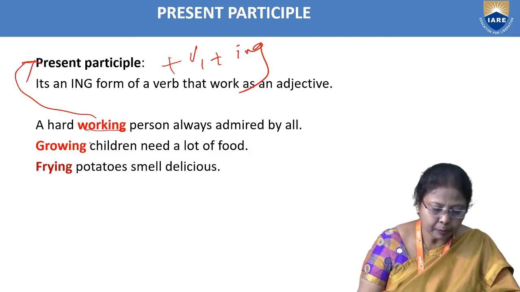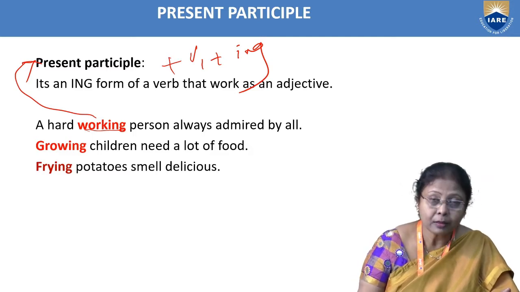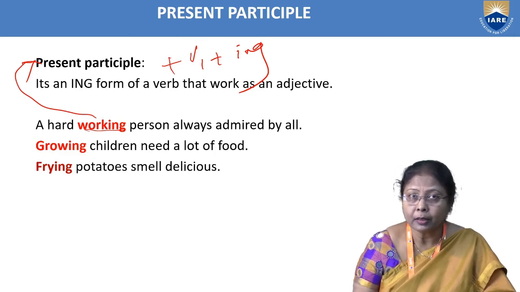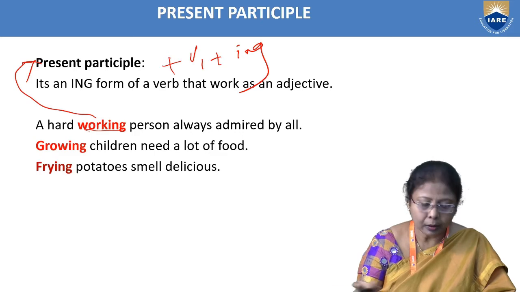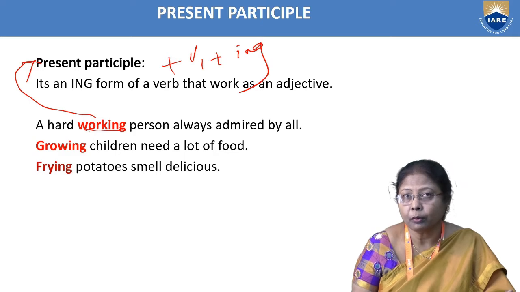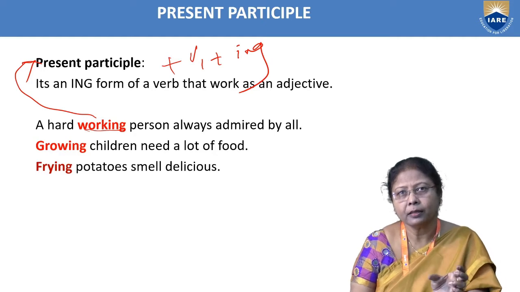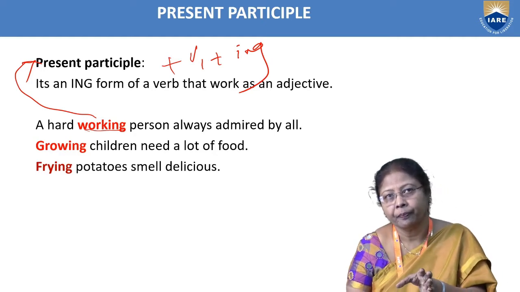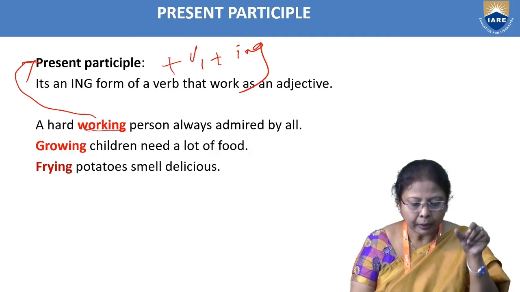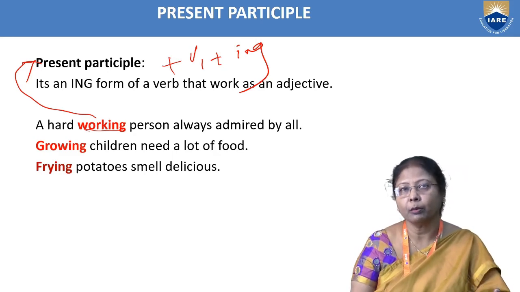Working is a present participle which demonstrates a person. What sort of person is he? He is a hard-working person. So here, working, the V1 ing form, acts as an adjective before the noun. This is a present participle only, but it acts as an adjective. It says something about the person. What sort of person? A hardworking person.